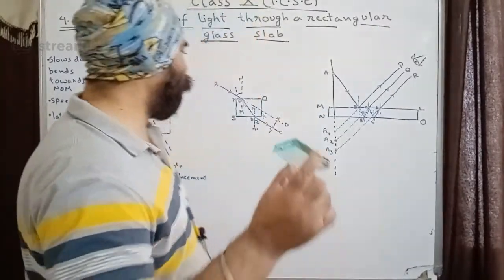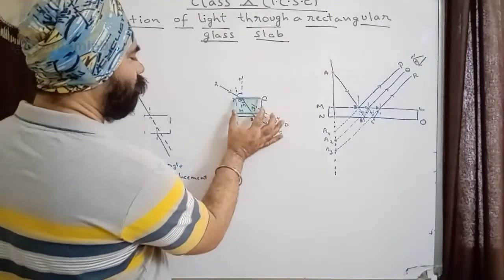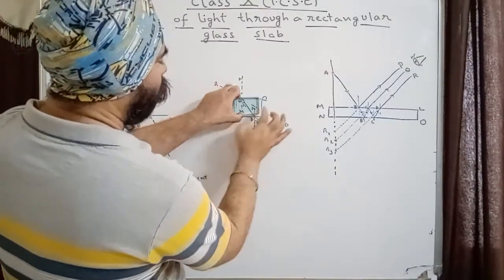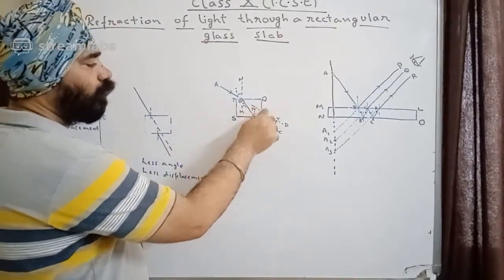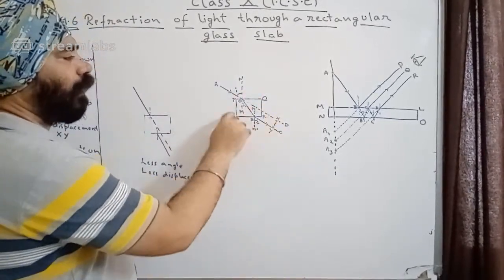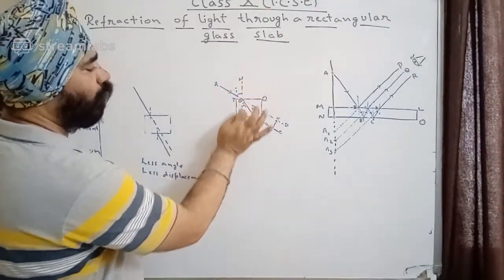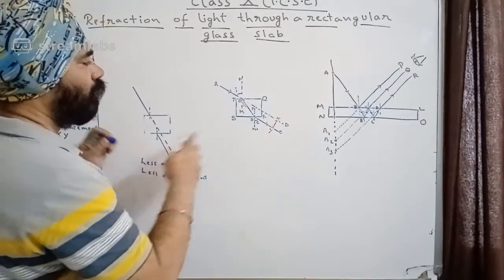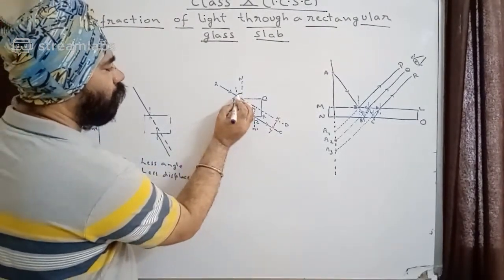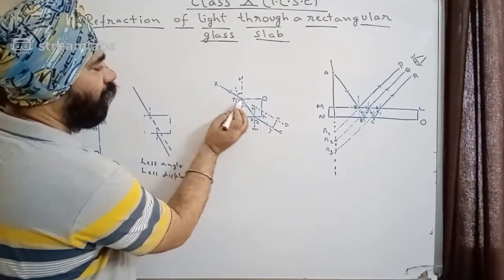We had done this. What we do is we take a glass slab and we draw its outline. Once we have drawn the outline, we name it PQRS. That's the outline of this glass slab. Now I pick up a point O, I draw a normal NM at this point. Once I have drawn a normal, I pick an angle. Here I have chosen 60 degrees and I draw ray AO.